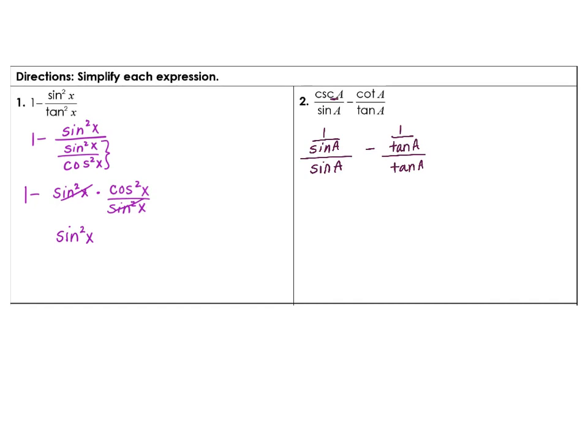That's going to be 1 over sine of A times 1 over sine of A, so that's 1 over sine squared A, minus 1 over tangent squared A. And we can flip that over. That's cosecant squared A minus cotangent squared A. That's just our Pythagorean identity rearranged, and that's going to give us 1.